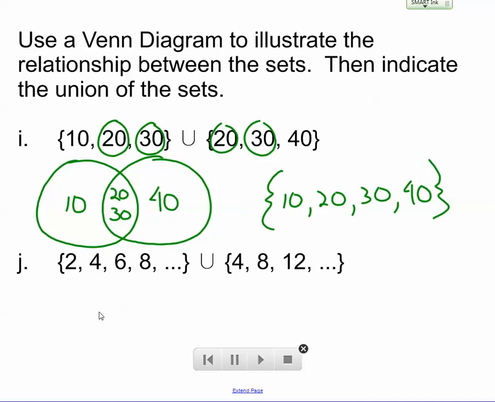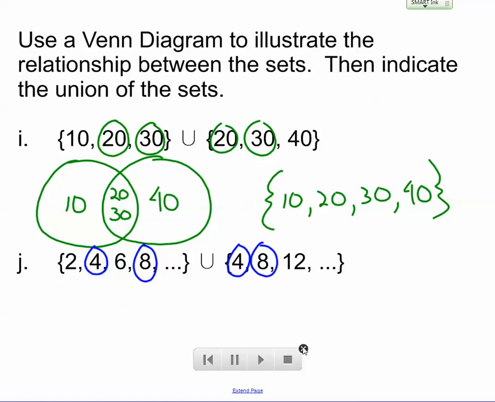Now, we've got some sequences here that go on to infinity. So the first set is 2, 4, 6, and 8, and so on, so going up by 2s. And the second set is 4, 8, 12, so it's going up by 4s. So is there any overlap? Yeah, I mean, all the multiples of 4 are in both sets. 4, 8, 12 is going to be in both sets, 16 is going to be in both sets, 20 is going to be in both sets. So really, like I just said, 12 is actually in both sets too.